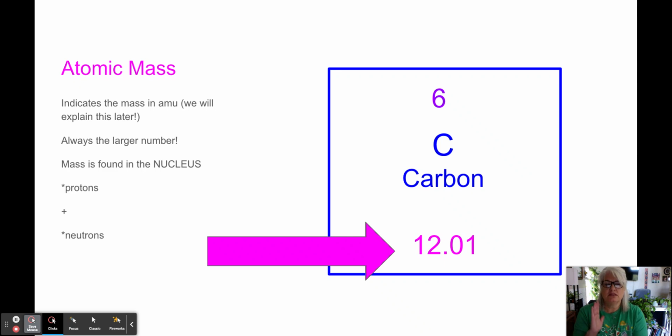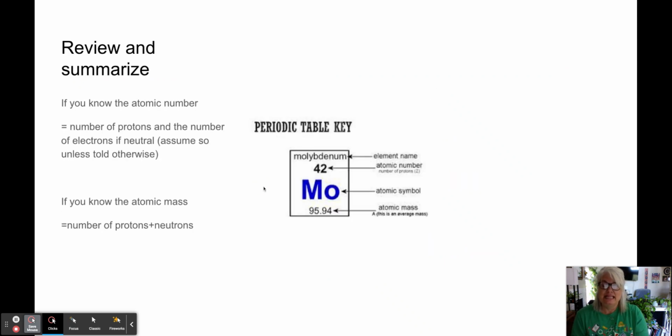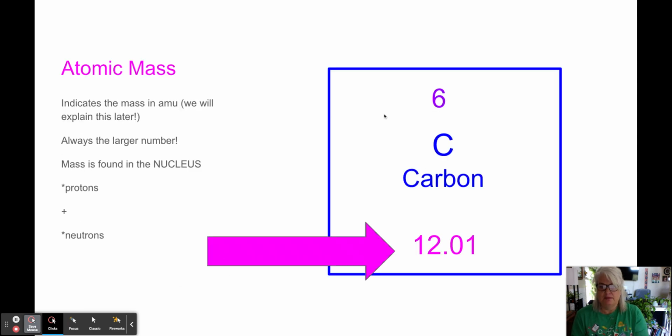So protons plus neutrons. So let me go back, sorry. Remember that pretty much all of the mass, except for the smallest little bit that doesn't actually count, is in the nucleus. And so atomic mass is found in the nucleus. And what's in the nucleus? Protons and neutrons. So we add those together to get the mass.